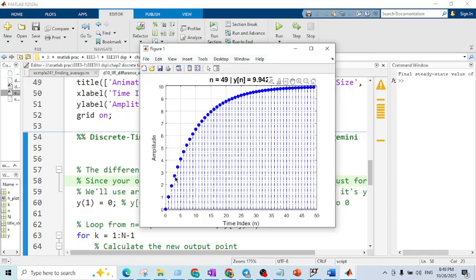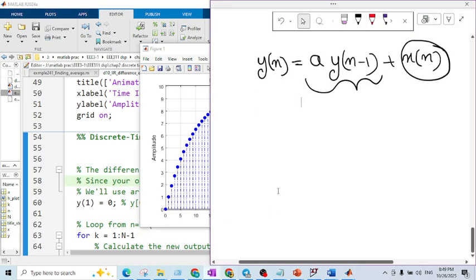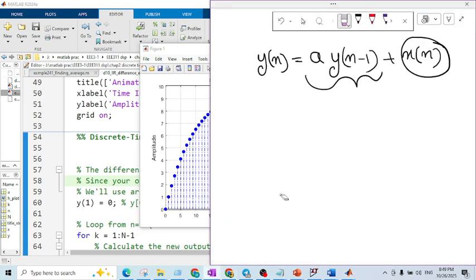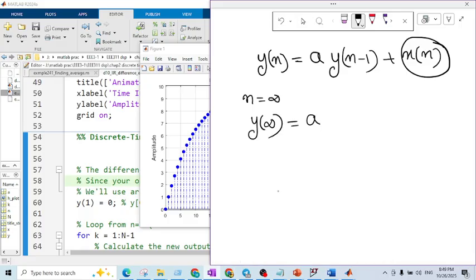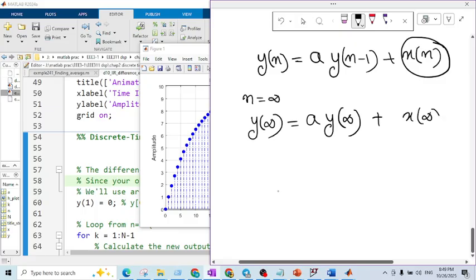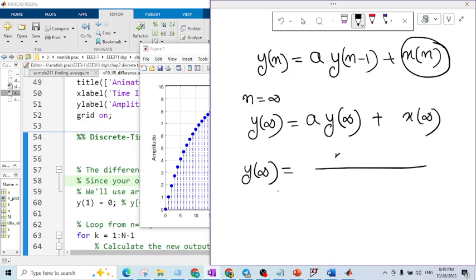Okay, so now I see that this value is converging to 10, but why is this happening actually? So let me examine this. Let's say when n is equal to infinity, then y[infinity], and y[infinity minus 1] will also be equal to y[infinity], then x[infinity]. Let's find y[infinity], which is simply equal to x[infinity] over 1 minus a, if I rearrange that equation.